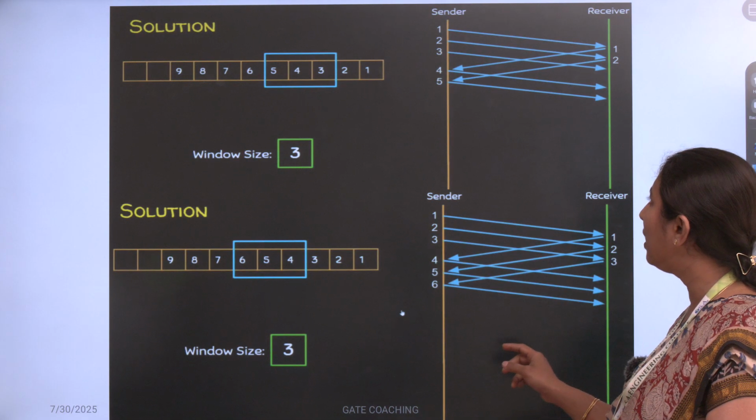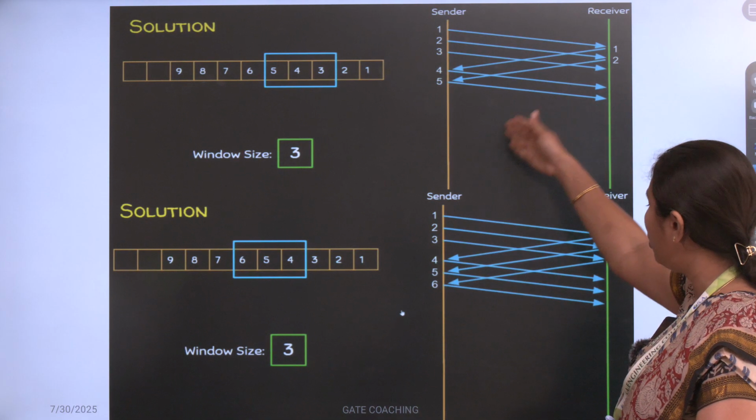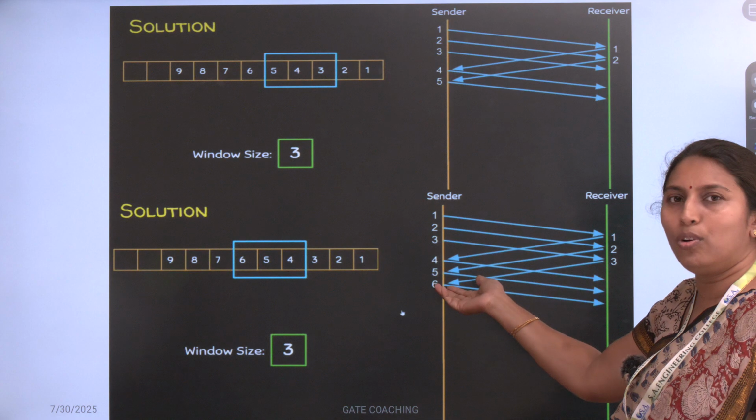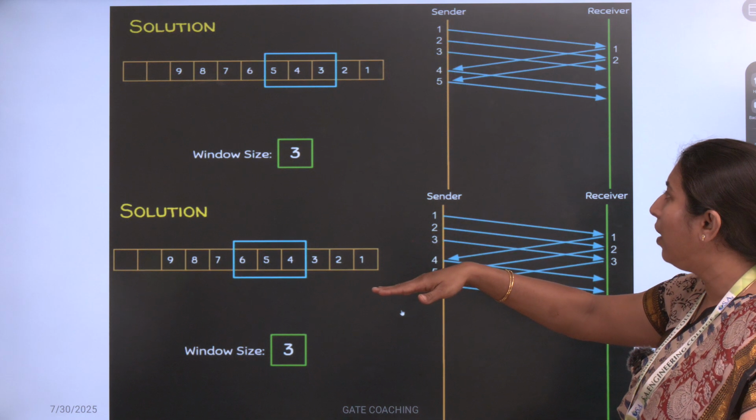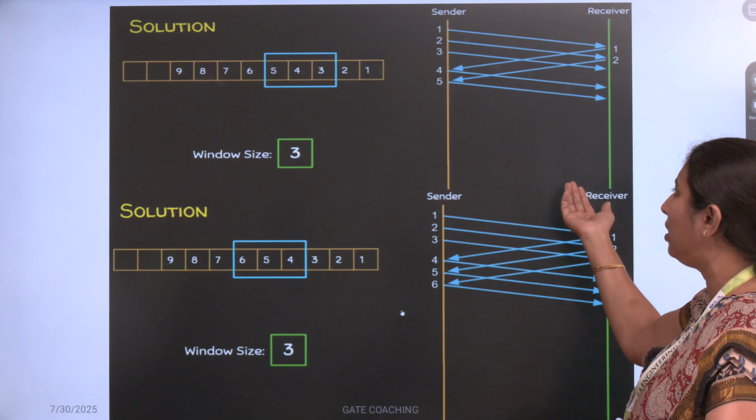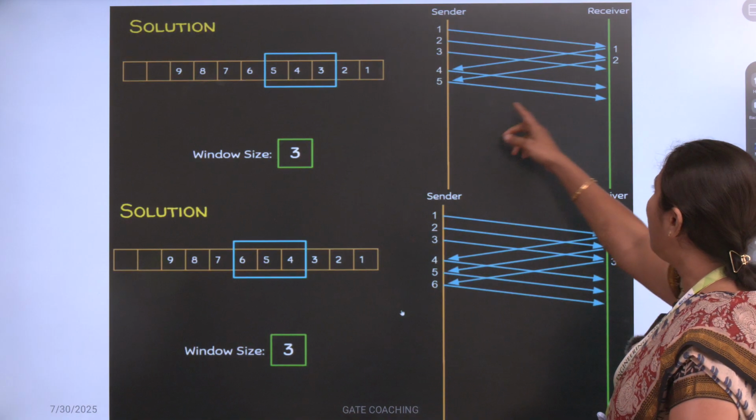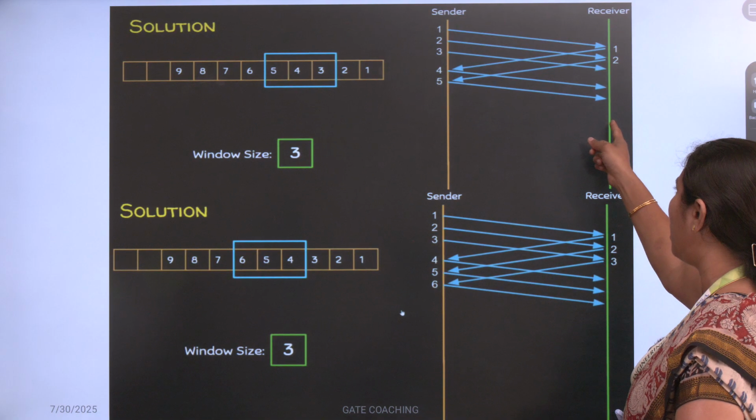So what is happening next? Acknowledgement for 2 is also received. So what can we do now? We can move the next packet from sender to the receiver. So we are moving the 5th packet from sender to the receiver now.